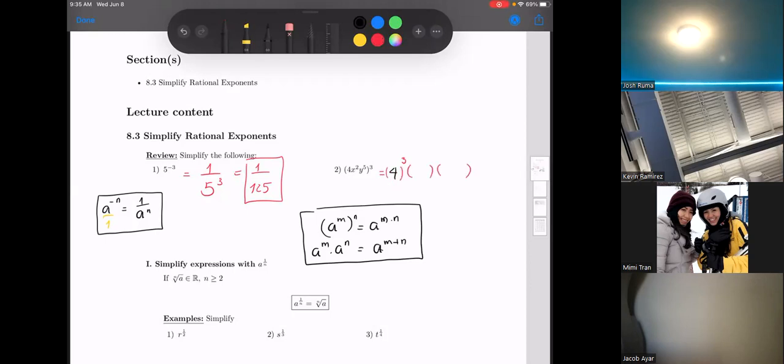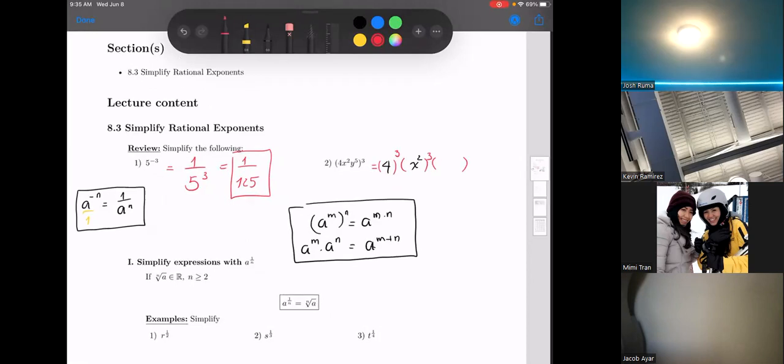So next one will be x squared, right? And then they have the 3 outside too. And then y to the 5th. And then the 3 outside. Right? You distribute that 3 into each of the factors.